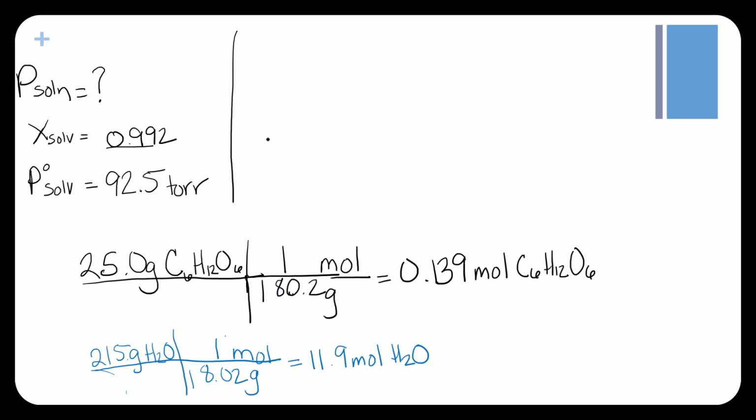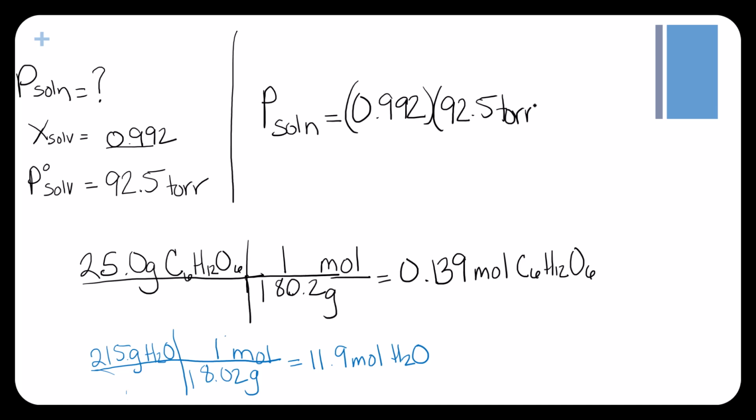But now that we have mole fraction, we have that standard pressure, we can finally plug it into Raoult's law and get our pressure of solution. So we're going to have 0.992 times 92.5 torr. I know this answer is going to come out in the unit of torr. And I'm also going to expect that 92.5 to go down, right? Vapor pressure lowering. So 92.5 times 0.992, and we see that our answer is 91.8 torr.